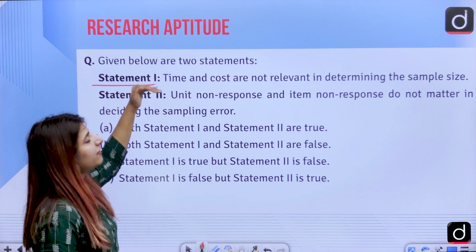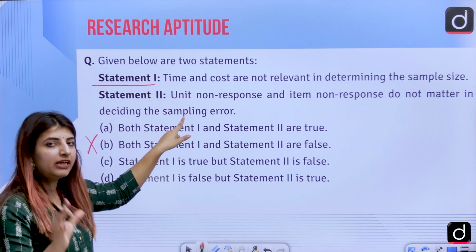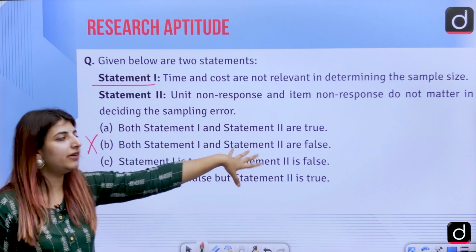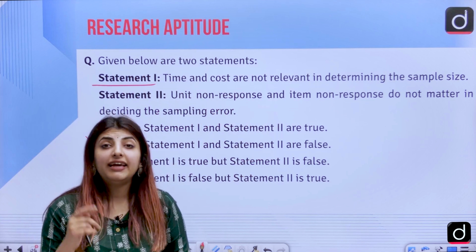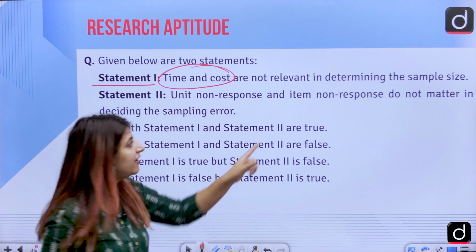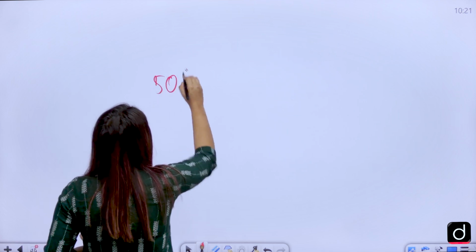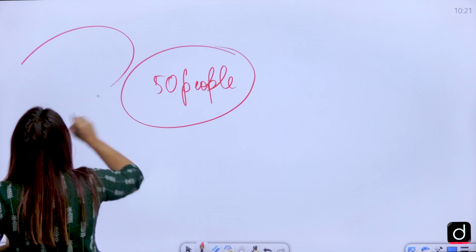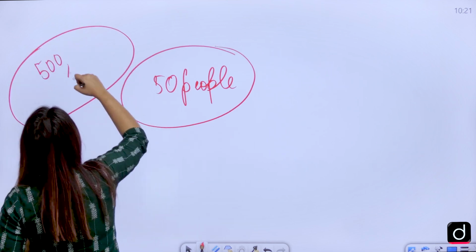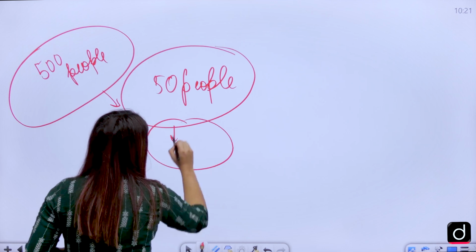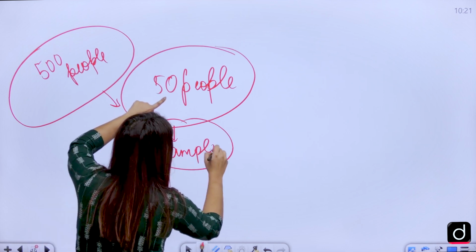Now, first of all, if we look at the first statement, because the second one will be dealing with deeply. The first statement is really easy. Time and cost are not relevant in determining the sample size. Why? They are relevant. Time and cost both are relevant when you are determining the sample size. For example, if I tell you that I am going to deal with 50 people, this is the sample size, and there is this population of 500 people. So I have drawn this very sample here, right? This is my sample. 50 people is my sample here, right?